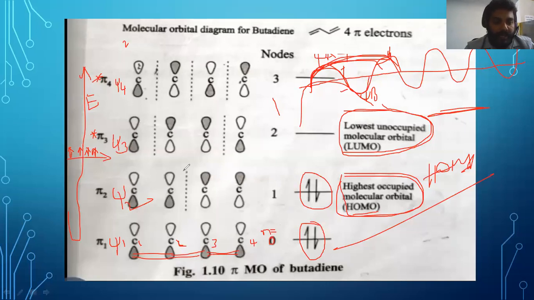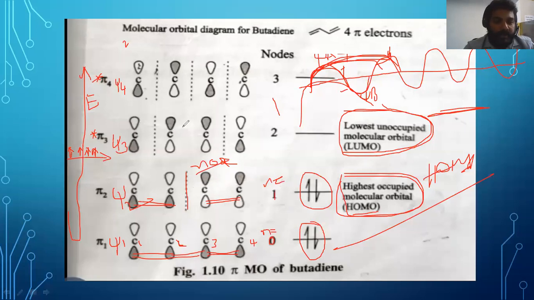Coming to the next, you draw the same side, then the opposite. Here is a bond, C1-C2 bond, and C3-C4 bond, but no bond between C2 and C3. There is a possibility of one line on the same side. This is a node, between lobes. This is the node, right? So n is equal to 1.